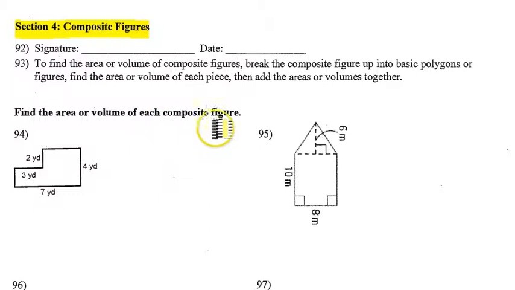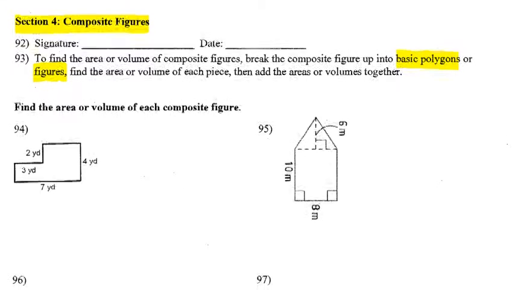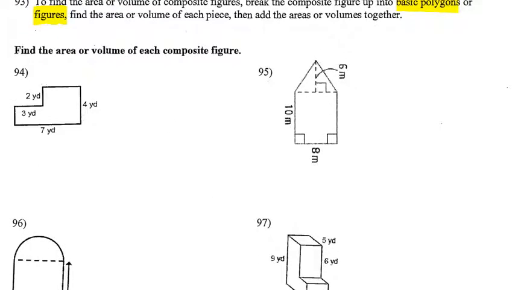So to find the area or volume of a composite figure, what we have to do is break the figure up into basic polygons, that's if it's a two-dimensional figure, or basic figures, that's if it's 3D. We're going to find the area of each piece, that is, each polygon or each figure, and then add those areas or volumes together. So what we have to do on all of these problems is take the picture and break it up into mini problems, mini triangles and mini rectangles, and mini cylinders and mini cones, and take those little cylinders, cones, triangles, and rectangles, find the area or volume of each, and then add those areas and volumes together.